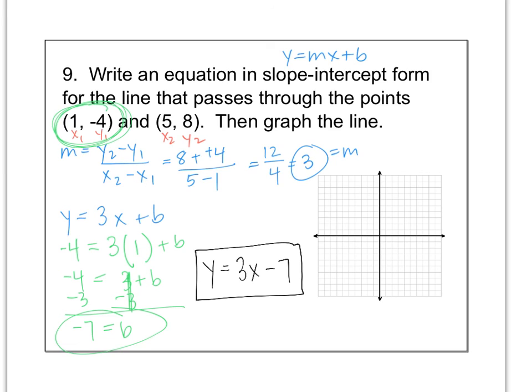Now we have to graph that line. Think about, where do you put your first point? Well, your first point should be at negative 7. So we're going to go down 1, 2, 3, 4, 5, 6, 7, and we're going to put a dot at negative 7. From that dot, our slope is 3, which is really 3 over 1, which means we're going to rise 3 and run 1. So from this dot, we're going to go up 3, 1, 2, 3, and we're going to go over 1. And then we're going to connect, and that is a graph of the line.